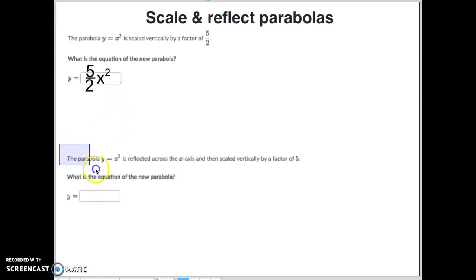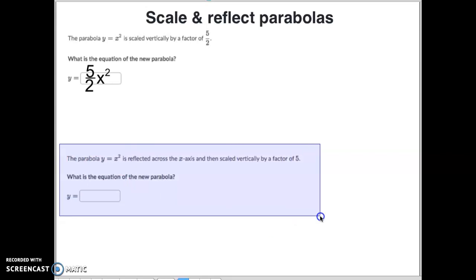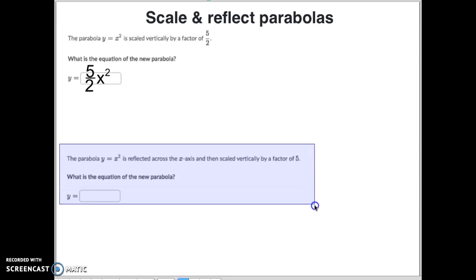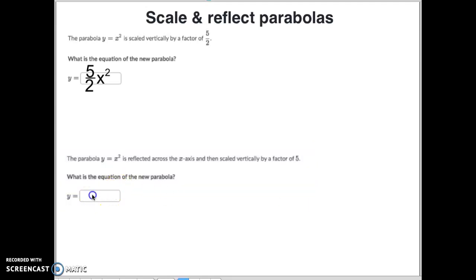Okay, so this one, the parabola x squared is reflected. It's not being scaled per se, it's being reflected. So that means if something is reflected, it's going the opposite direction. It's being reflected across the x-axis and then is scaled vertically by 5. So typically if it was 5, it would be 5x squared. But because it's being reflected across the x-axis, it's now going to be opening downward. This one would be a negative 5x squared.